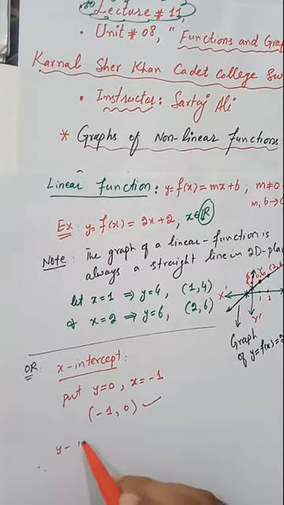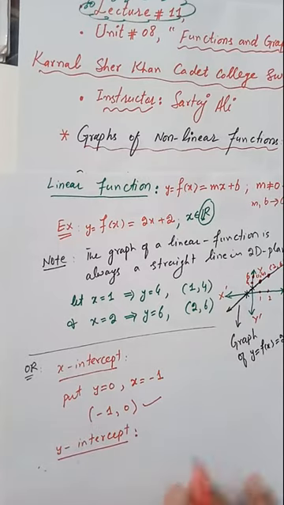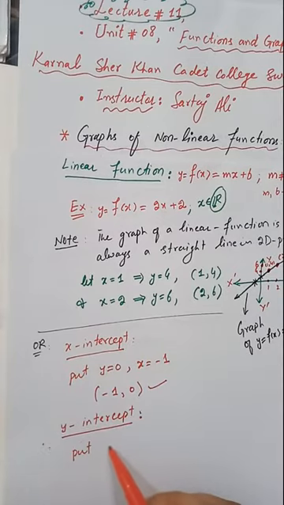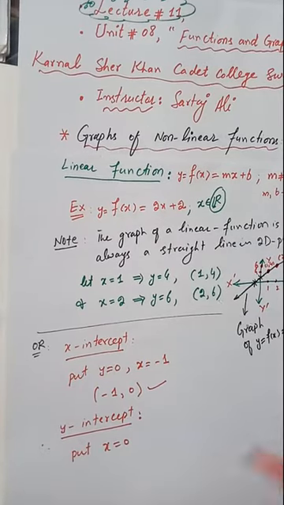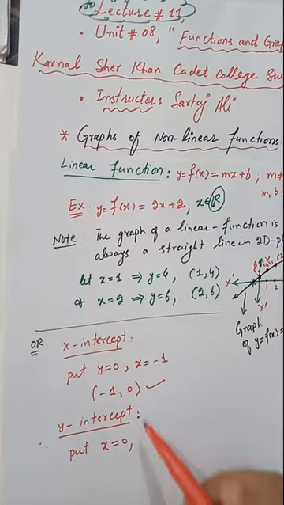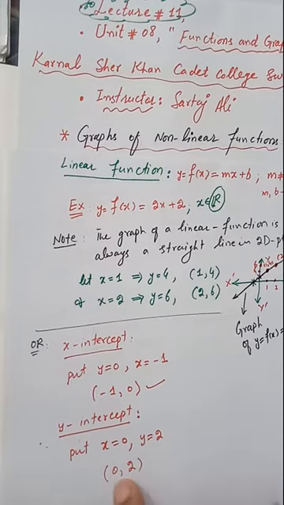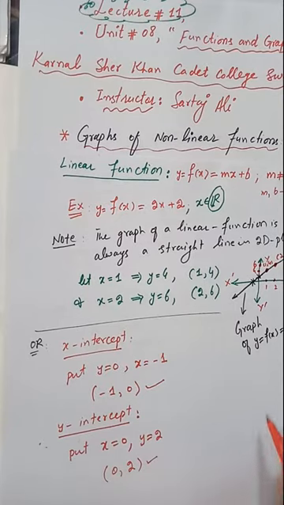And also find the y-intercept, because the minimum requirement for a straight line is 2 points. So for the y-intercept you need to put x equal to 0, because this is the point passing through the y-axis. So here the value of x must be 0. So when x is equal to 0, y is equal to 2. So the y-intercept will be (0, 2). Clearly you see that this is the y-intercept because the x coordinate is 0. So these are the two ordered pairs.